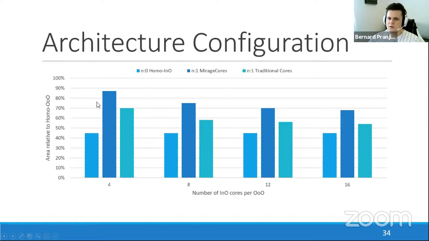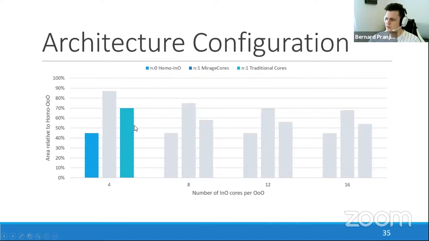Okay, now we will look at some area comparisons. We will look at the four-core configurations. On the left, we have a homogeneous in-order design with four cores. Simply by adding one out-of-order core, we get about 55% additional area. And for the Mirage core, the additional hardware that we have in the in-order cores adds another 23% to the area.